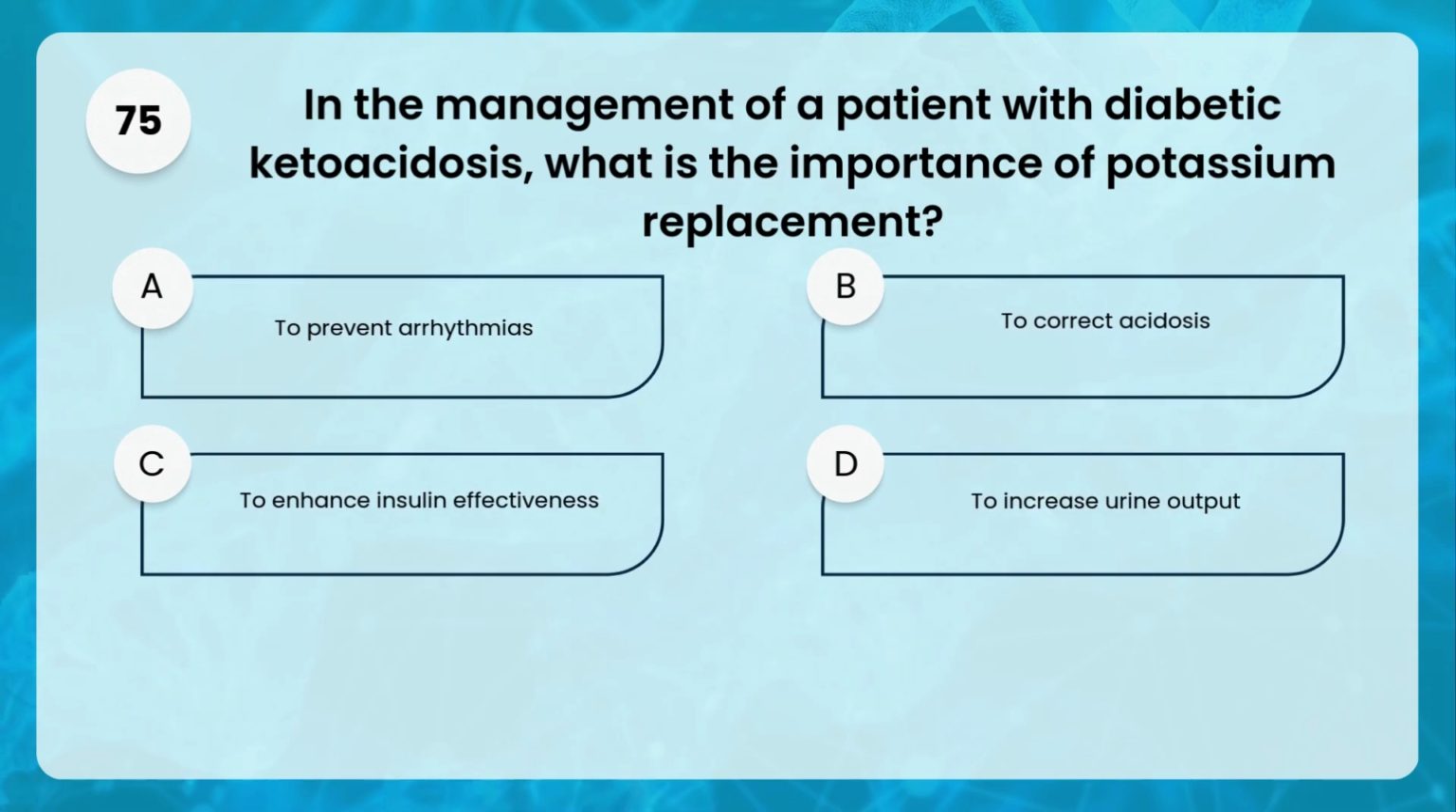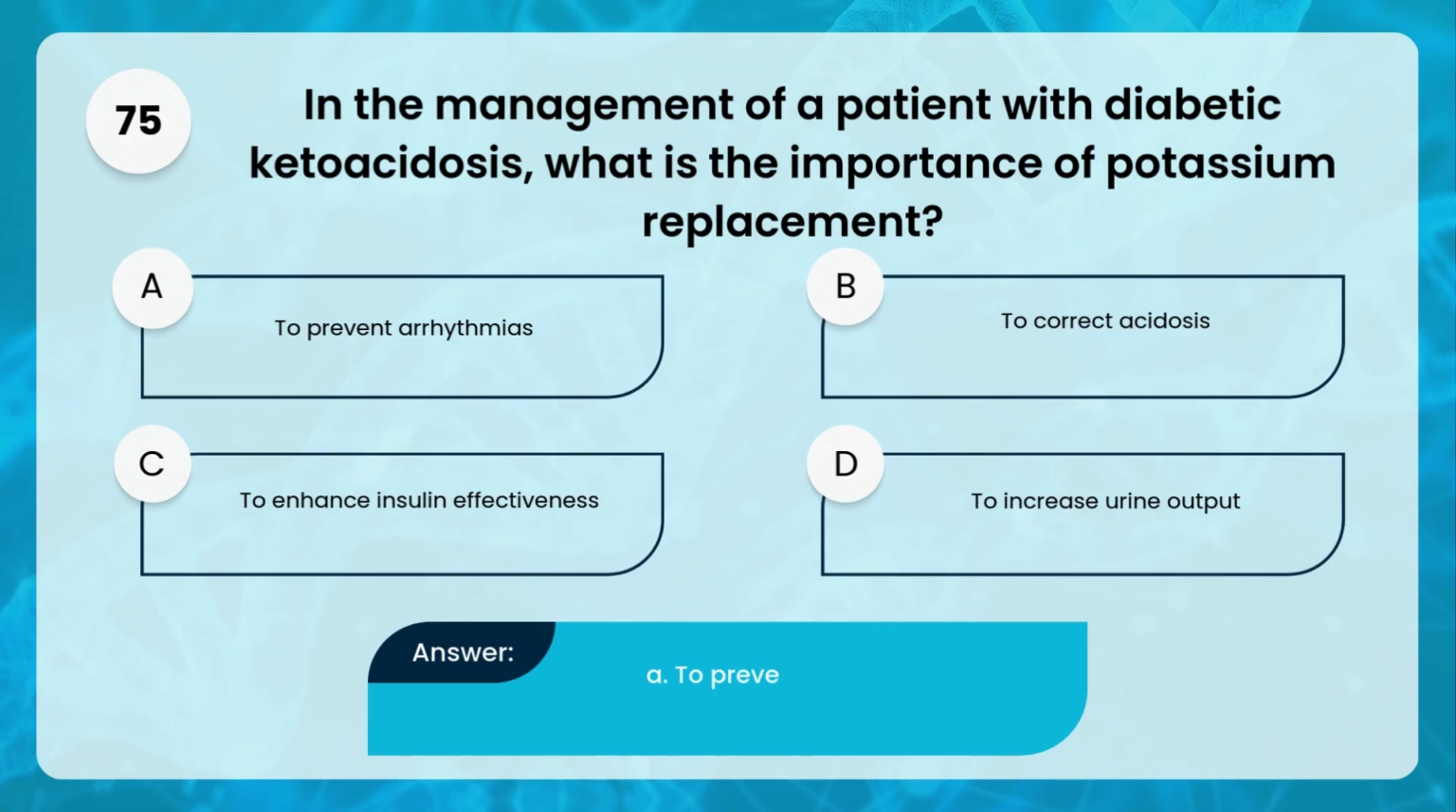75. In the management of a patient with diabetic ketoacidosis, what is the importance of potassium replacement? A. To prevent arrhythmias. B. To correct acidosis. C. To enhance insulin effectiveness. D. To increase urine output. The answer is A. To prevent arrhythmias.